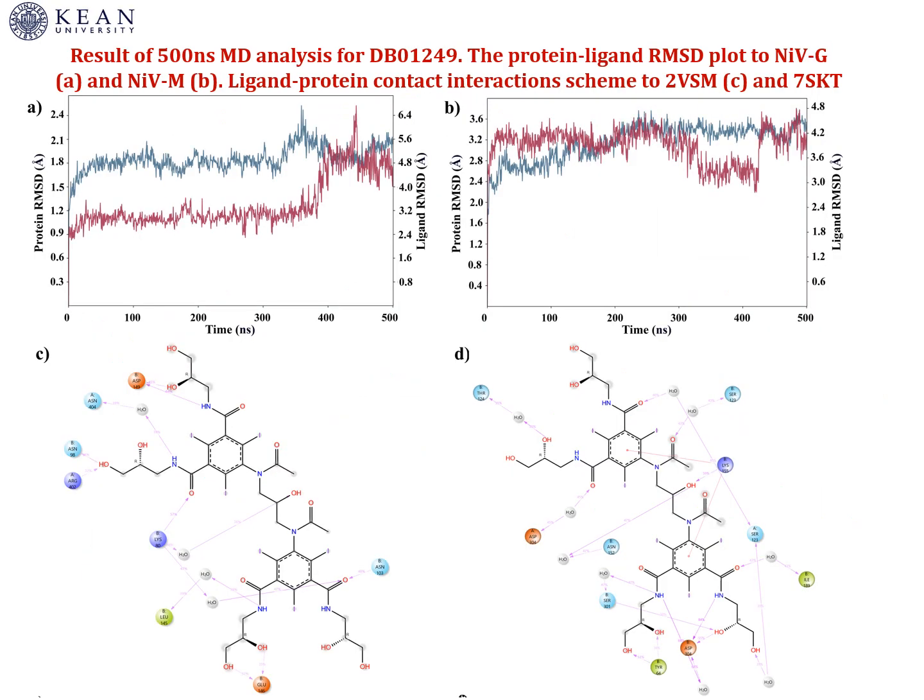If we see the results for 2VSM and 7SKT for DB01249, again in both cases we have not seen a root mean square deviation of more than 0.6 angstrom, and we have seen very strong binding with hydrogen bond formation and the water bridge.